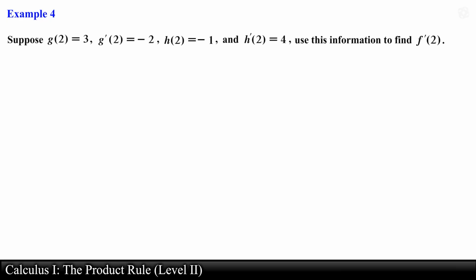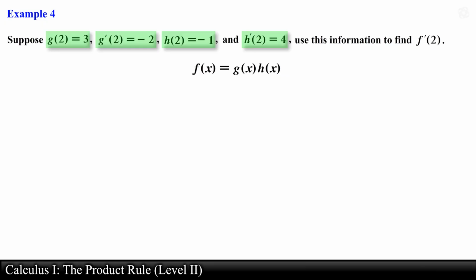Suppose g of 2 equals 3, g prime of 2 equals negative 2, h of 2 equals negative 1, and h prime of 2 equals 4. Use this information to find f prime of 2, where f of x equals g of x times h of x. Notice that we are given values for the functions g and h, and their respective derivatives, evaluated at x equals 2. Also, we are given that f of x is equal to the product of g of x and h of x.